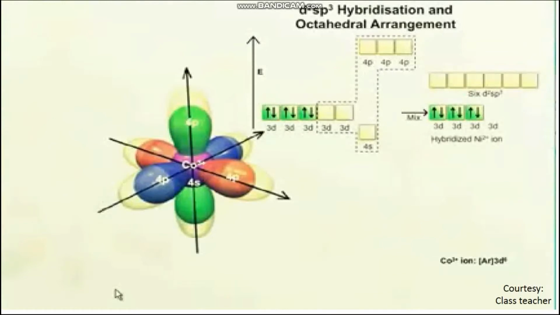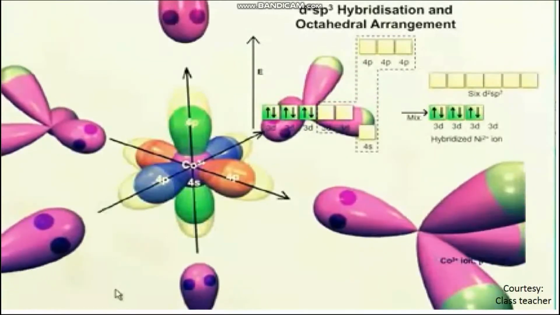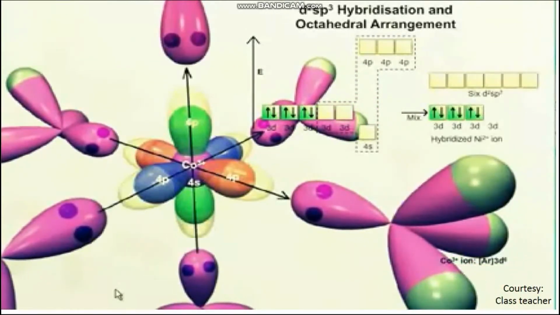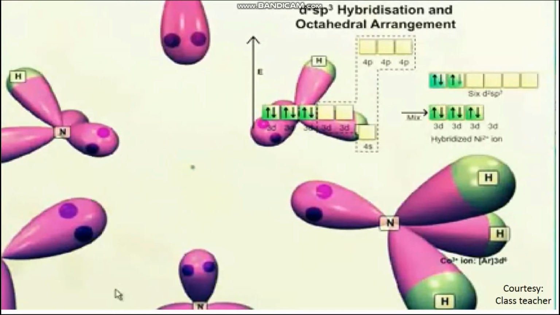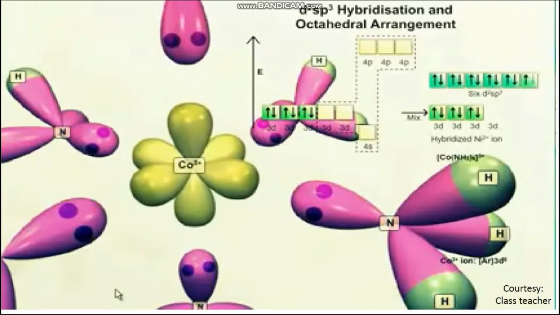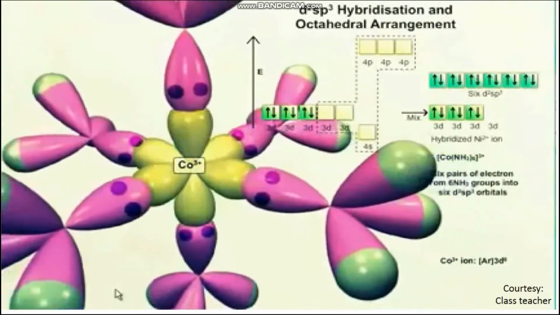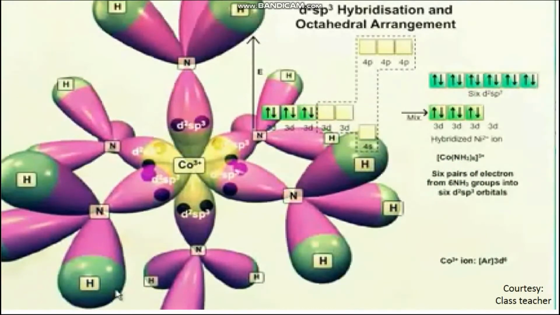In this complex, cobalt is in +3 oxidation state and its 6 d2sp3 hybrid orbitals point towards the corners of the octahedron. One of sp3 hybrid orbitals of nitrogen in amino group overlaps with them to form 6 cobalt nitrogen bonds. Each amino group donates a pair of electrons and forms cobalt nitrogen bond. The compound is diamagnetic due to the absence of unpaired electrons.